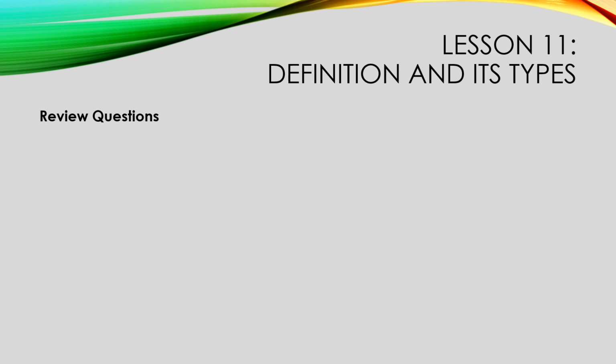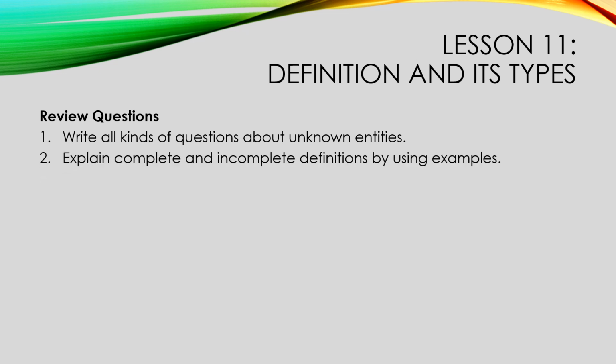Okay, so that's all for lesson 11 about definition and its types. So these are the review questions that we have, or better to call it prelectio questions. 1. Write all kinds of questions about unknown entities. Explain. Number 2, explain complete and incomplete definitions by using examples.